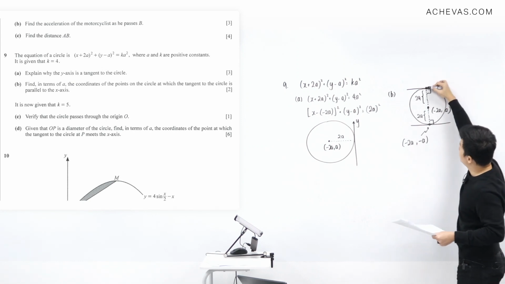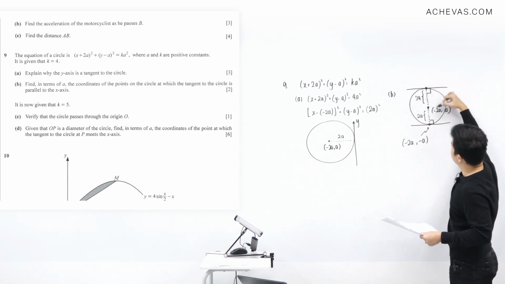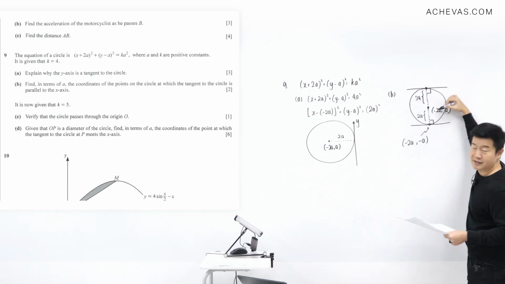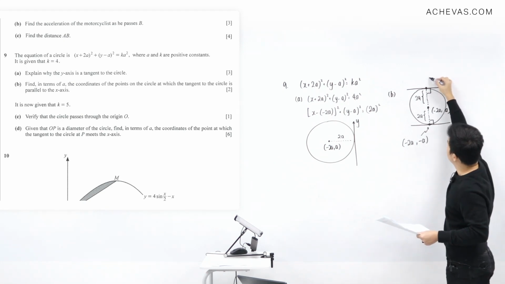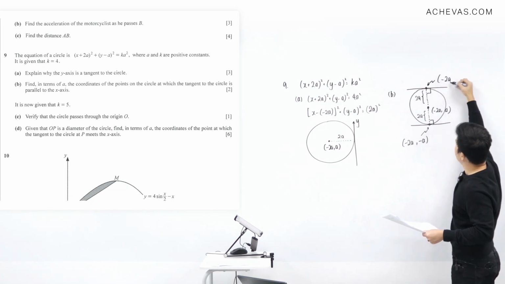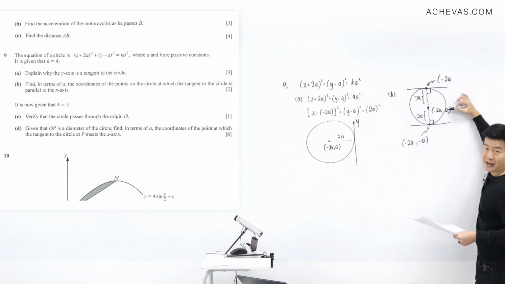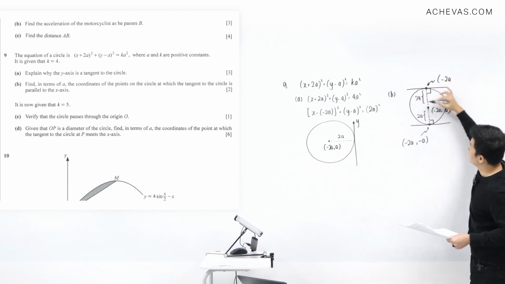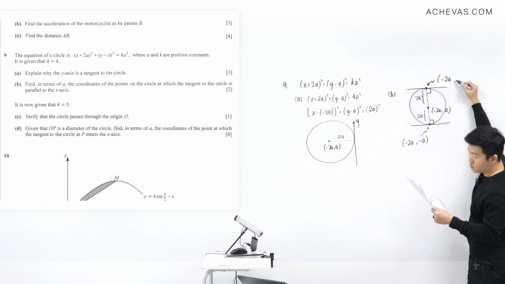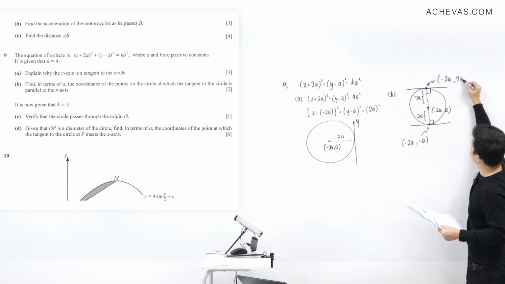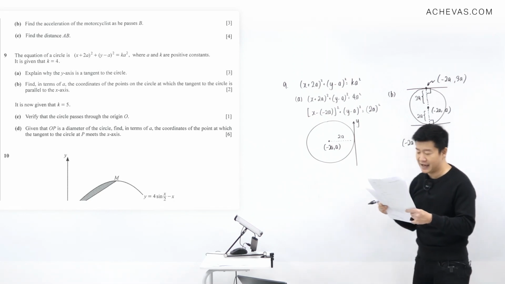As for the other point, which is here, the x-coordinate is the same as the center of the circle, so the x-coordinate is −2a. As for the y-coordinate, it is a plus 2a, which is equal to 3a. This is for parts A and B.